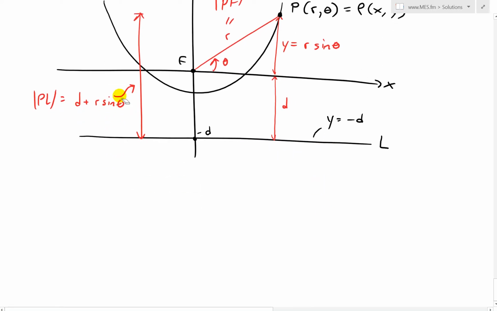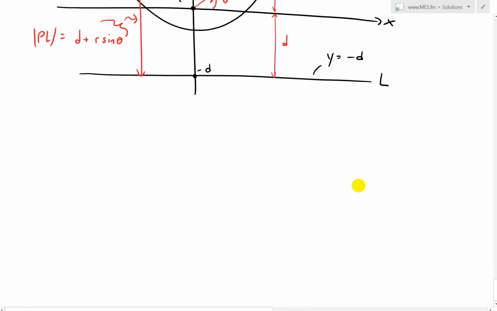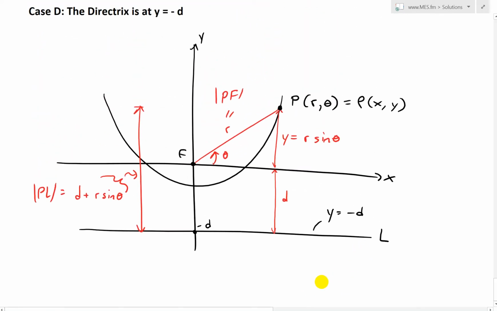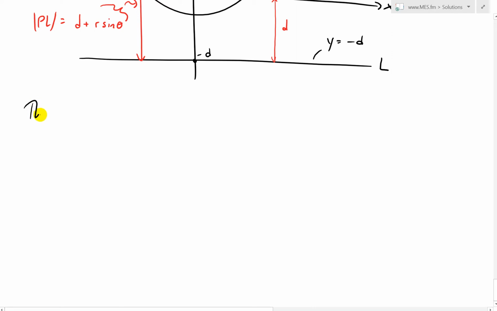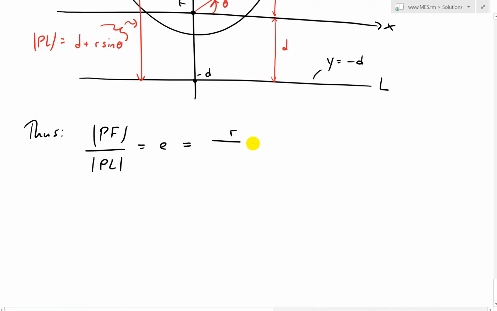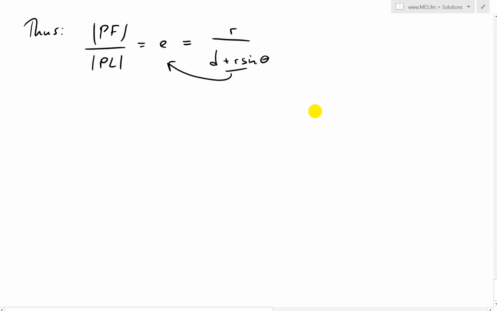So that's what we have there. Let me just fix that up a bit better. And now we can just, as before, set up our theorem. So, applying the theorem, PF, the distance from P to F, divided by the distance from P to L, is equal to e. PF is just going to be r, and then PL is just going to be D plus r sine theta. And like before, we're just going to move this over all the way over there and multiply it out.